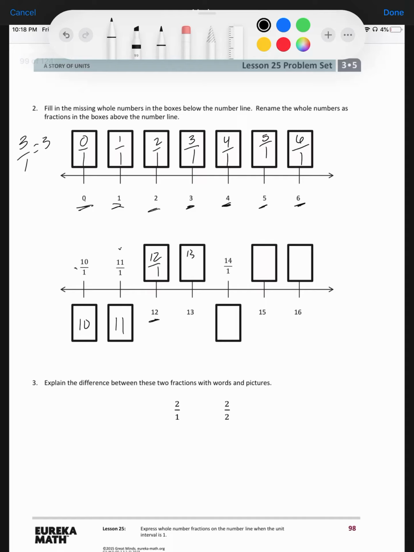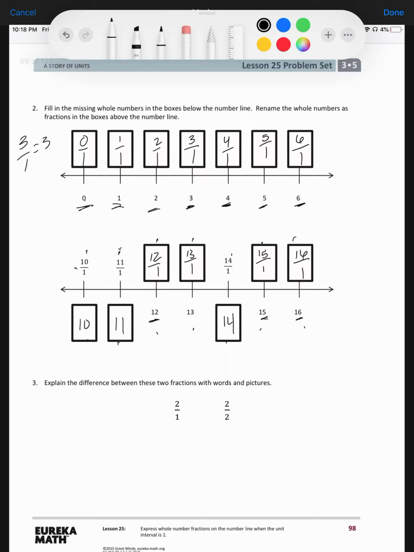13 wholes, 13 over 1. 14 over 1 is equal to 14. 15 is equal to 15 over 1. 16 is equal to 16 over 1. And you can see the pattern. 10 over 1, 11 over 1, 12 over 1, 13 over 1, 14 over 1, 15 over 1, 16 over 1. You can see the pattern.